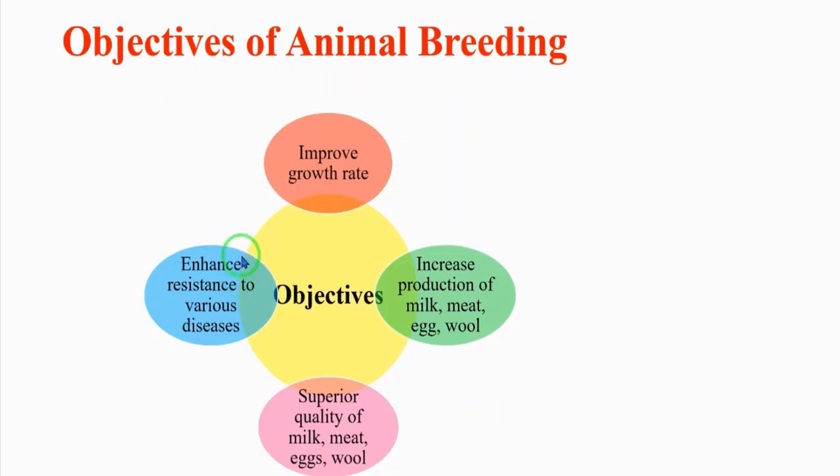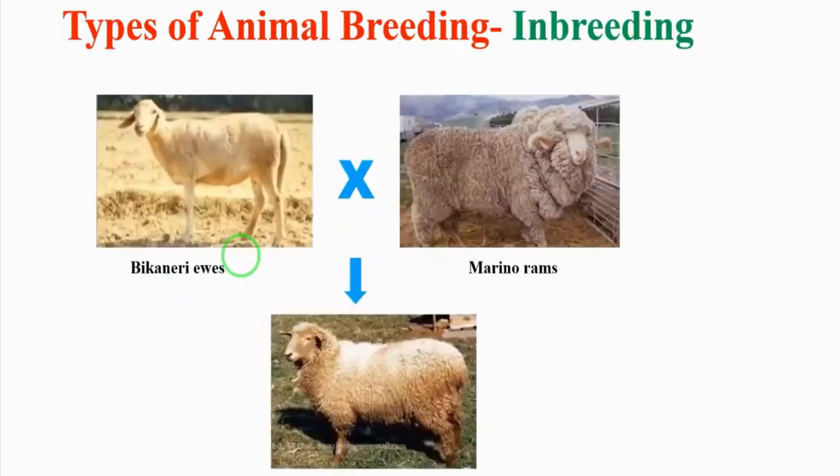Animal breeding is divided into two types: inbreeding and outbreeding. First let's see inbreeding. What is inbreeding? Inbreeding refers to the mating of closely related animals within the same breed for about 4 to 6 generations. Listen carefully.